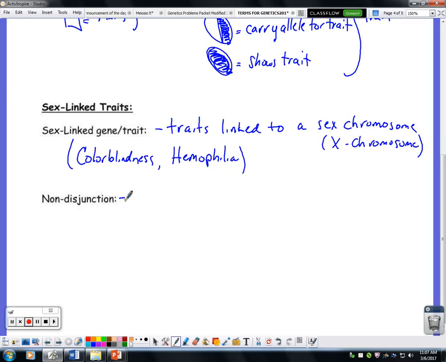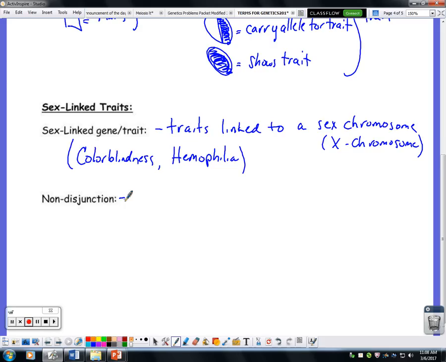Now remember, we just talked about meiosis last class. When do the pairs of alleles come apart? Phase 1 is supposed to come apart because we've got to cut the number of chromosomes by half, so that our gametes have half the number of chromosomes. Except for this. Non-disjunction, when that occurs, a pair doesn't separate like it's supposed to during meiosis 1.